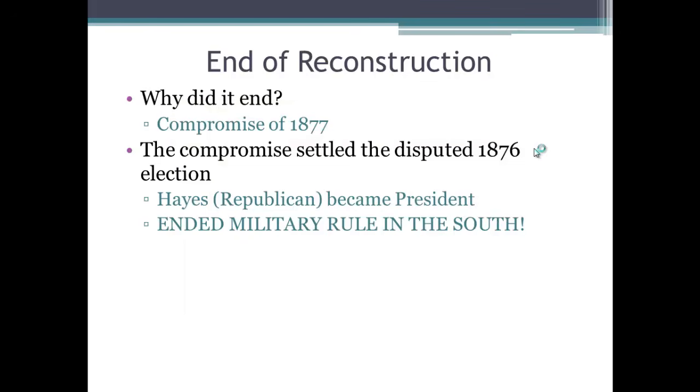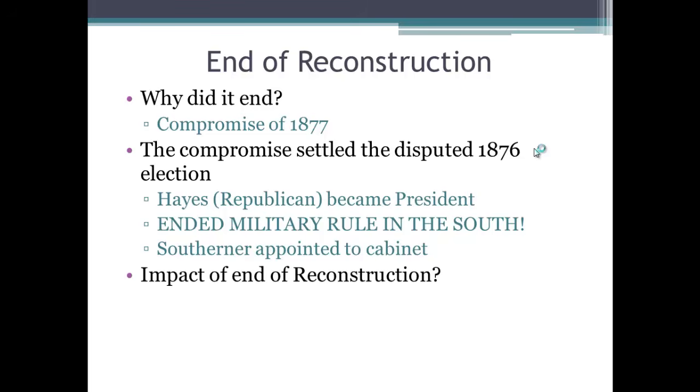And this ended military rule in the South, and that is in capital letters because it is that important. This officially ends Reconstruction, and Reconstruction marks the end of the military occupation of the South. Also, Hayes promised to have a Southerner appointed to his cabinet.